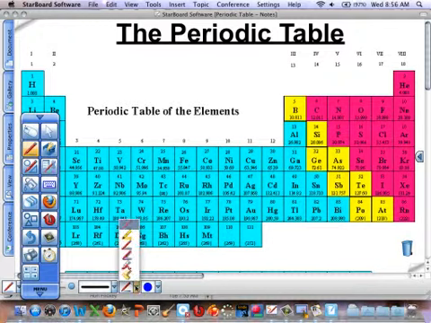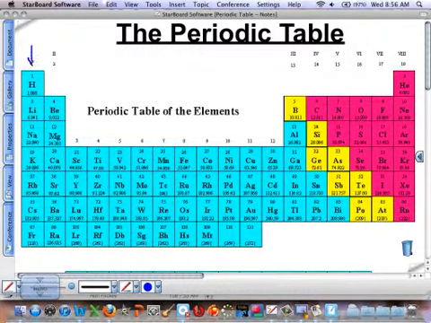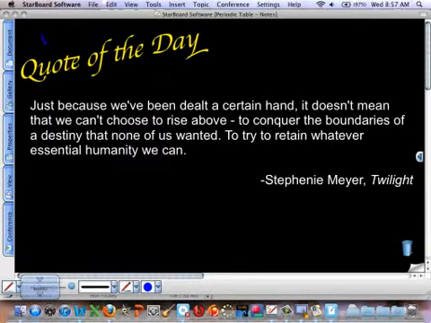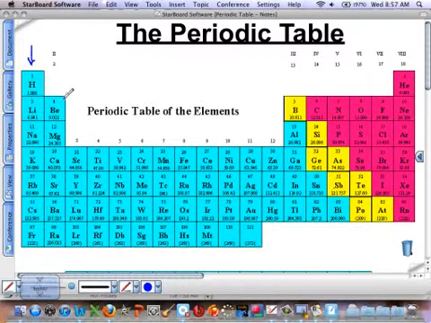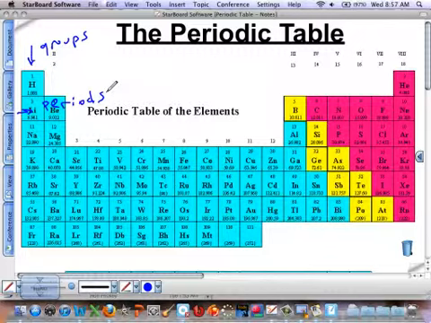And one of the things I do want to point out to us here is that your vertical columns are called groups. The verticals are called groups. And then your horizontal rows, those are called periods. We have a total of 18 groups on our periodic table, and a total of 7 periods. Each period represents a shell, one of the electron shells.